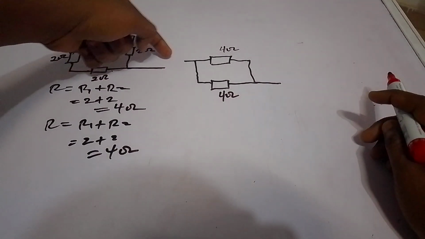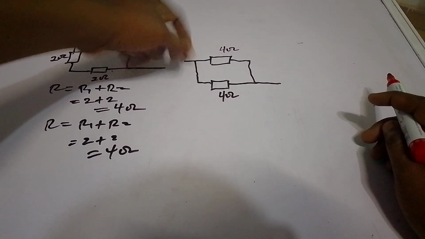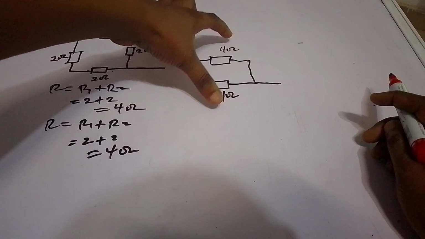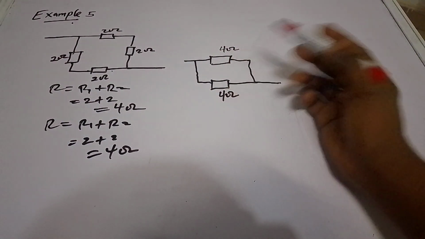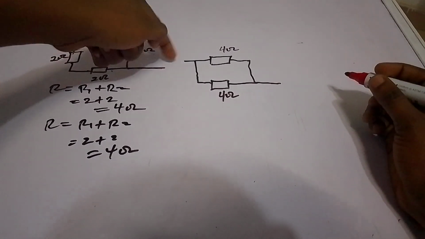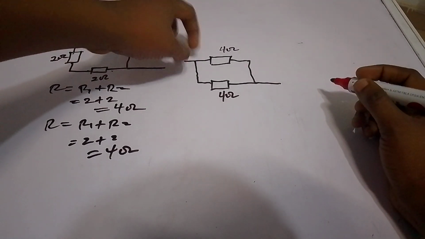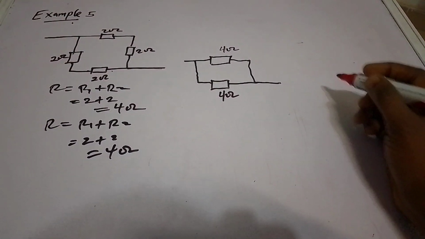So we now look at it. Let's trace from this source again. It's clear that when current gets here, it splits into these two. It splits into this before it comes out. And that tells us that this one and this one, they are now parallel to each other. When current is coming from here, at this point it splits into two. So they are now parallel to each other.